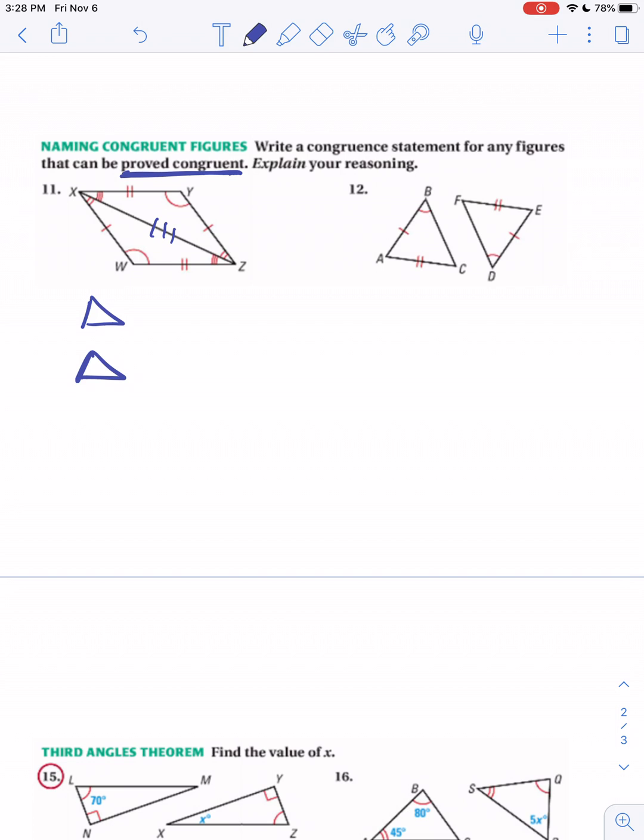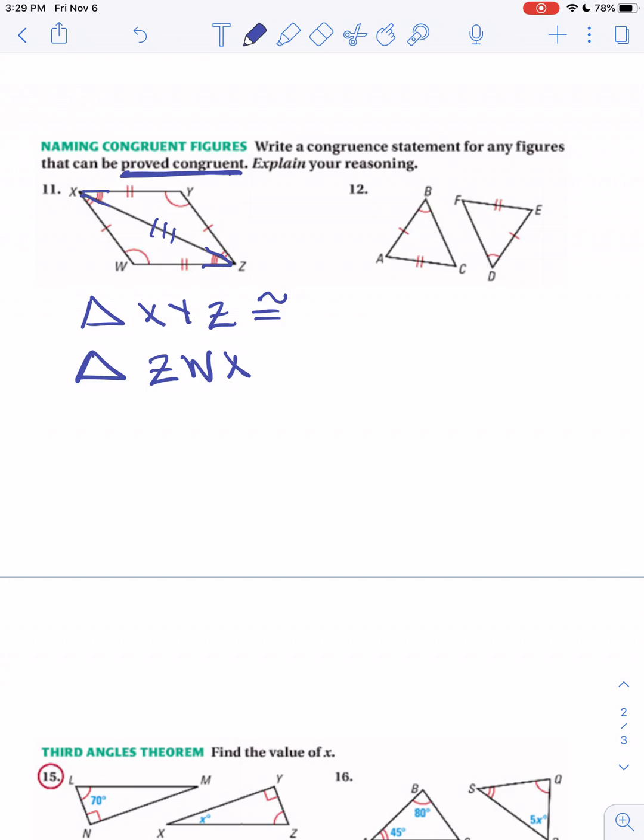It looks like on the top triangle, X has the three arcs. So X on the top triangle goes to Z on the bottom triangle. It looks like Y on the top triangle goes to W on the bottom triangle. And finally, it looks like Z on the top triangle has a double arc, and that goes to X on the bottom triangle.